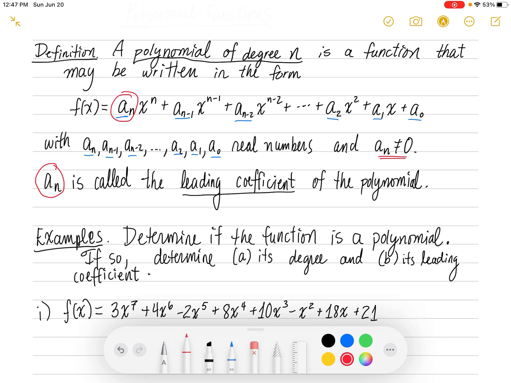Now the other numbers can all be 0. All the other a's can be 0 if they wanted to. But there has to be at least one of them, the leading coefficient, that's not 0.